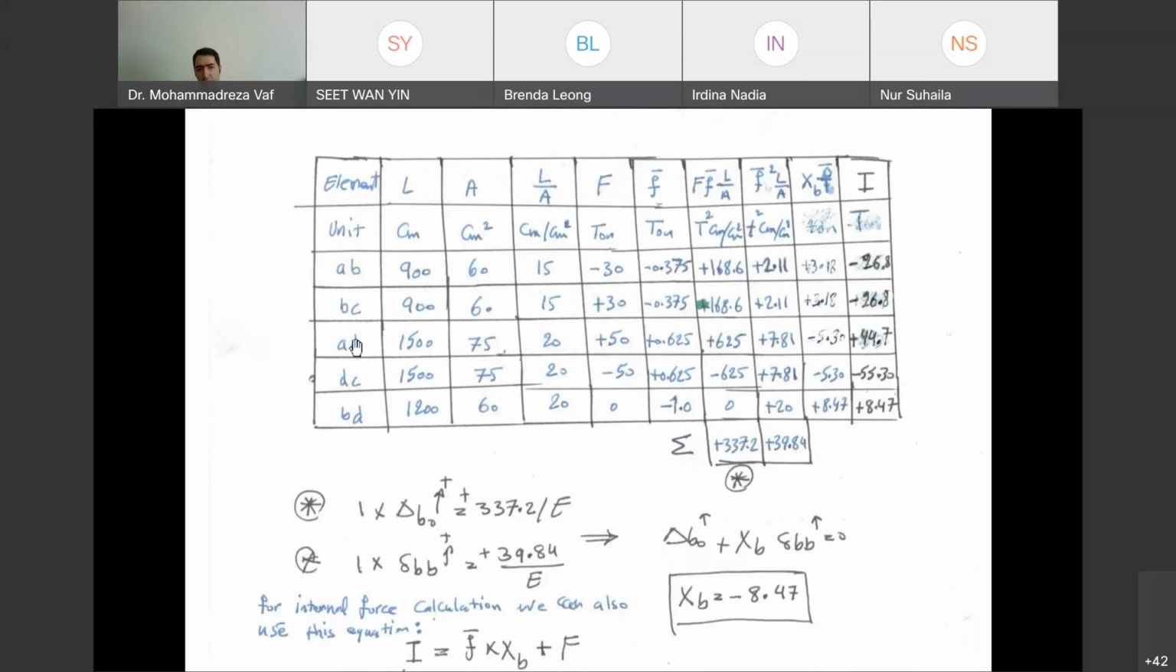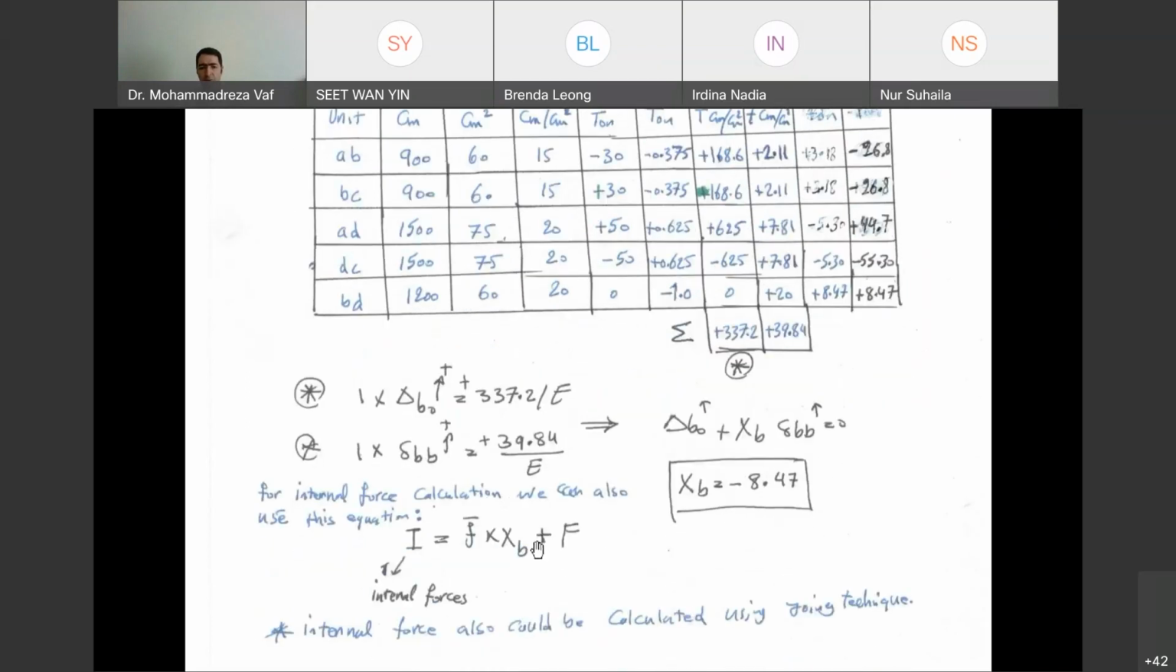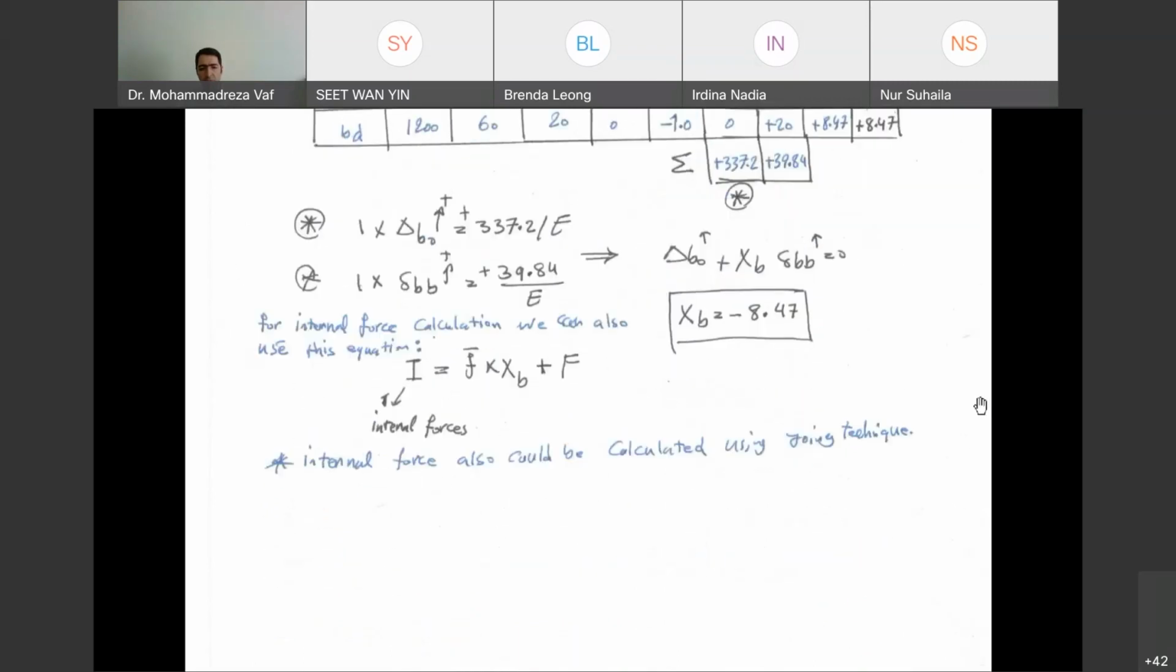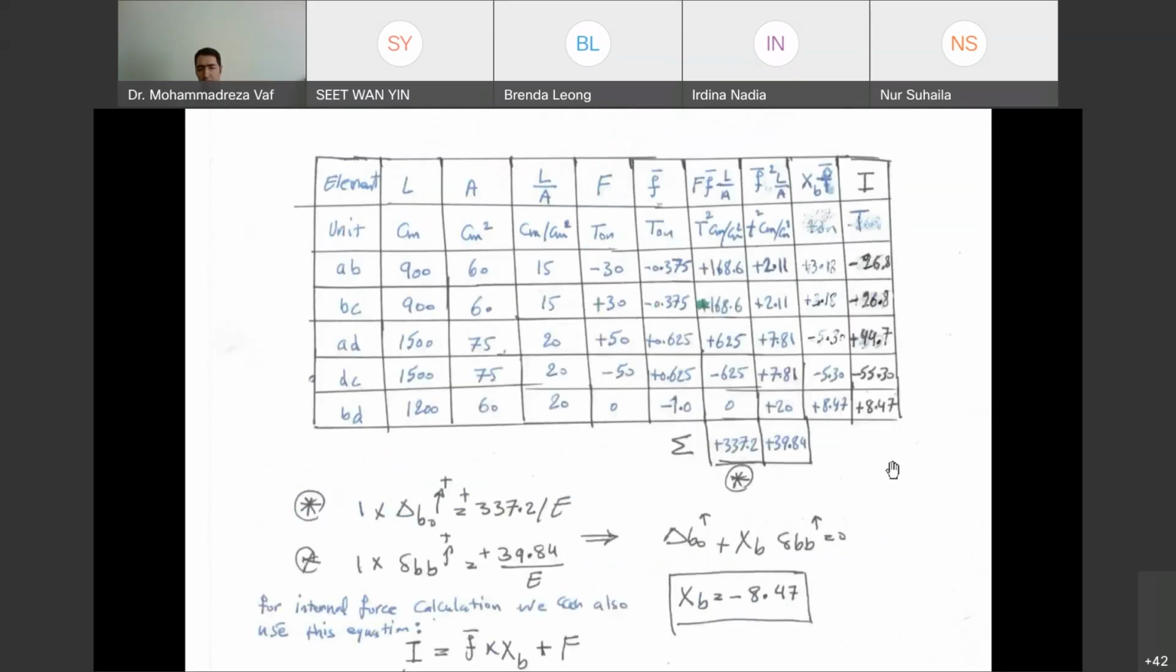We can do that one by one for each structural element. So you can get all the internal forces without going through the joint by joint calculation, which is very fast and is good for your final exam when you don't have enough time. So you just remember this equation, F bar multiplied by X plus F, can give you the internal forces of real structure, real trusses. After you got these internal forces, you can calculate the support reactions as well.